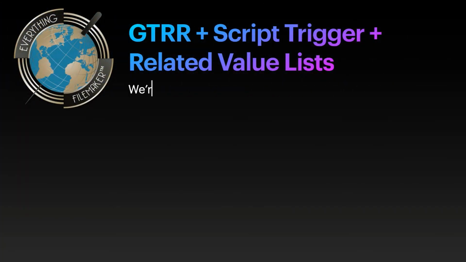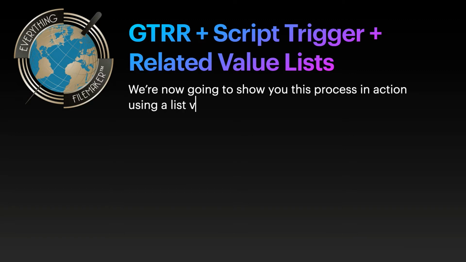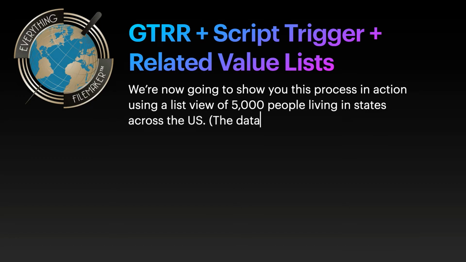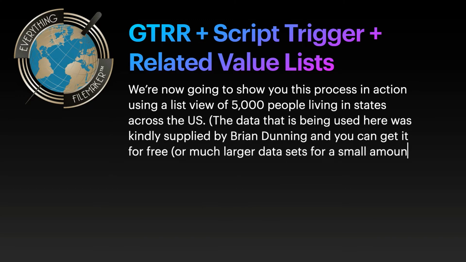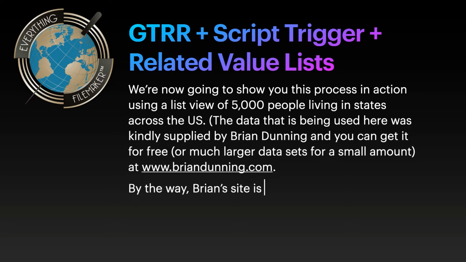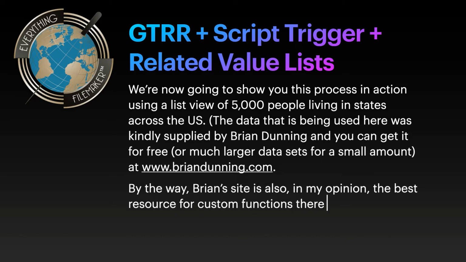We're now going to show you this process in action using a list view of 5,000 people living in states across the US. The data that is being used here was kindly supplied by Brown Dunning, and you can get it for free or much larger datasets for a small amount at www.browndunning.com. By the way, Brown's site is also, in my opinion, the best resource for custom functions there is. I use it constantly.